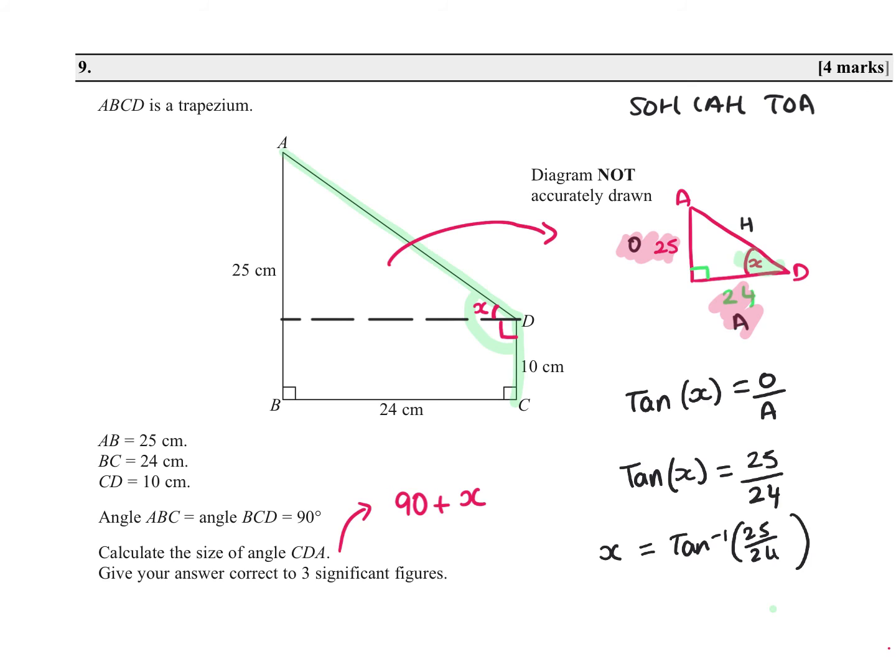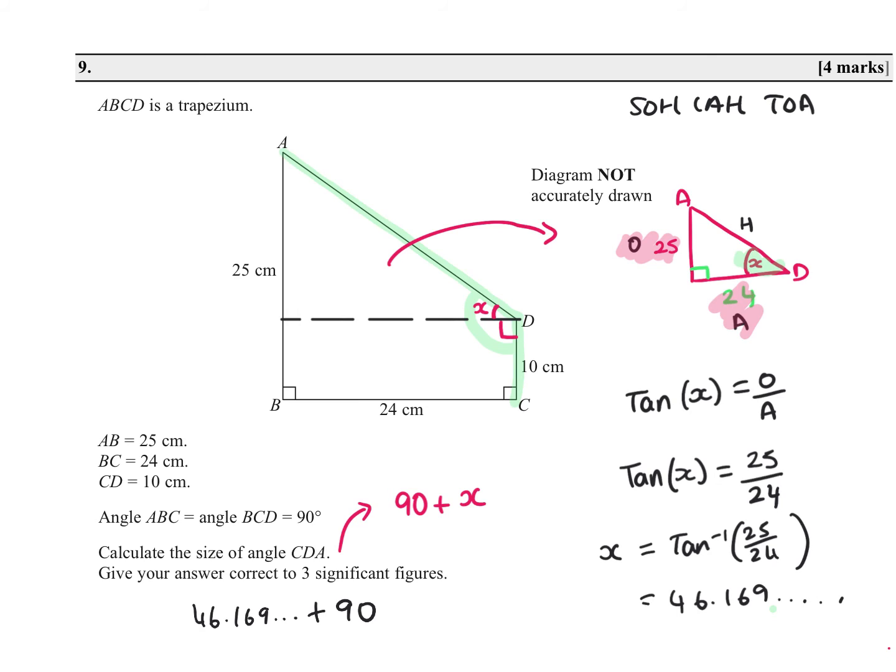So shift tan, brackets, 25 over 24, close brackets, 46.169... Okay, I'm not going to round that yet because I haven't finished the question. So now going back, now I found this angle X. I know this is 90. To then find the whole angle, I need to add them together. So what I'm now going to do in my calculator is I'm just going to press plus 90. So 46.169... plus 90. And then I'm not losing any accuracy.